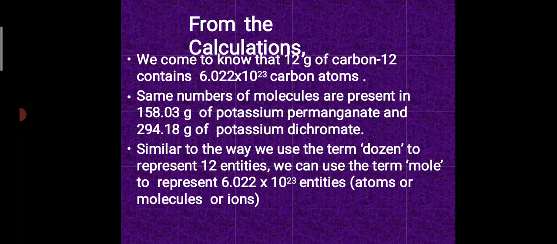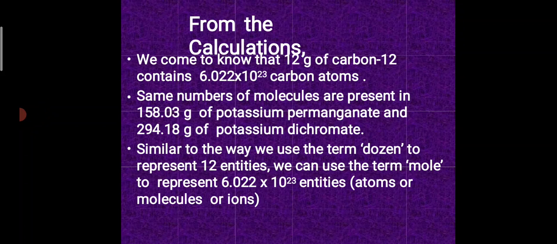The same number of molecules are present in 158.03 grams of potassium permanganate and 294.18 grams of potassium dichromate. Similar to the way we use the term dozen to represent 12 entities, we can use the term mole to represent 6.022 into 10 power 23 entities.